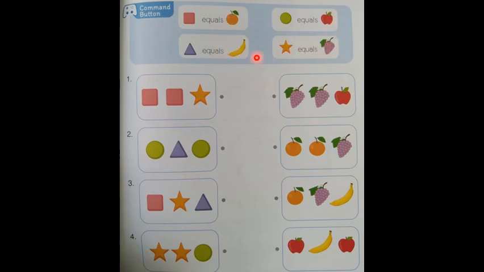What's your favorite piece of fruit here? In question 1, or in option 1, we have square, square, star. Which one of these is the same as square, square, star? Well, let's use our code here. Square means orange. So that means orange, orange, and star equals grapes. So orange, orange, grapes. Can we see orange, orange, grapes here? Oh, there we are. So we draw a line connecting these two because square equals orange, square equals orange, and star equals grapes. It's not very good grapes, is it?